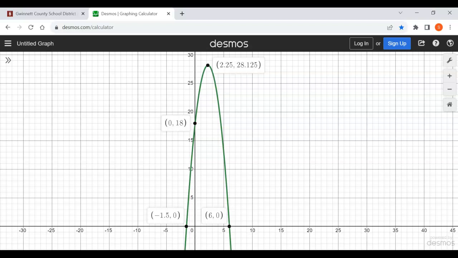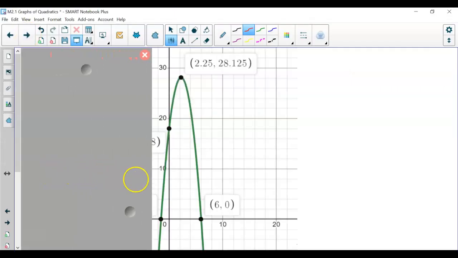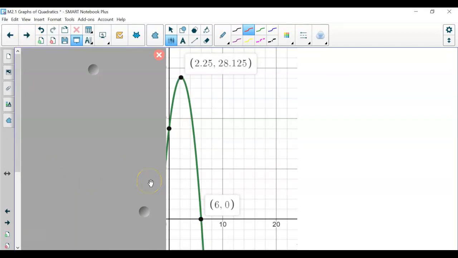However, we're talking again about the golf ball traveling in time and recording its height in feet. What part are you not talking about? All of this negative, right? So keeping in mind, you needed to make sure to not look at those pieces in answering the questions here.